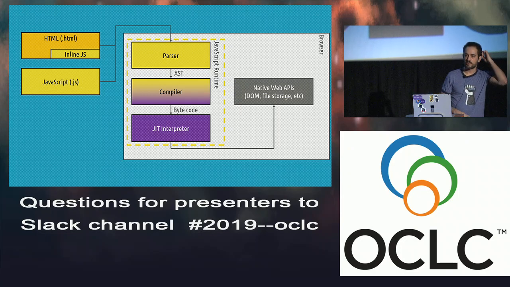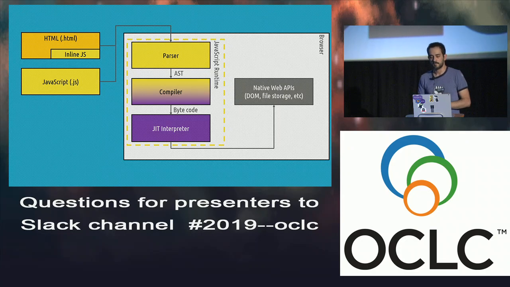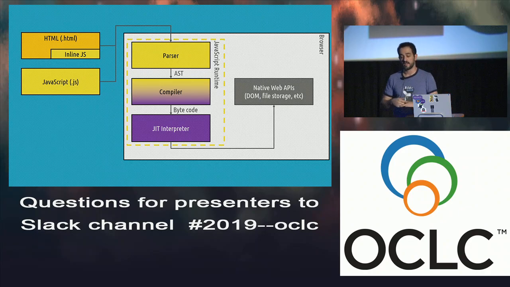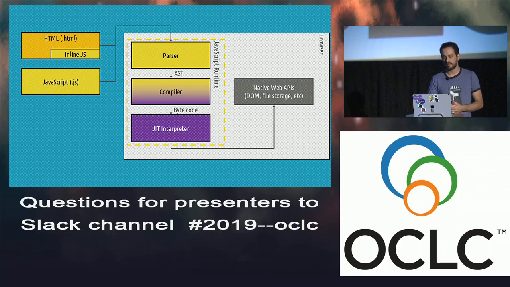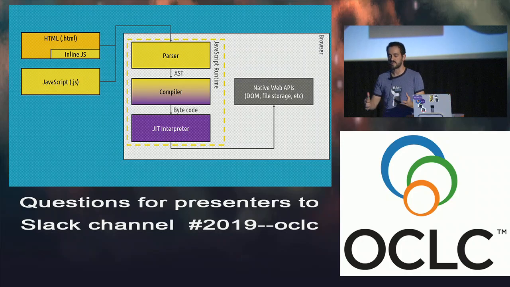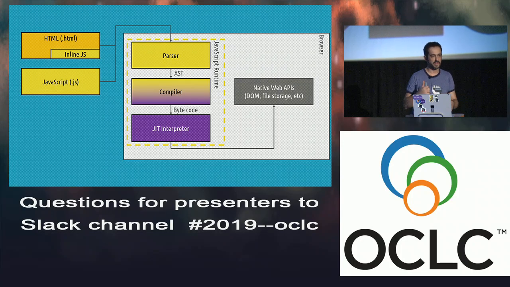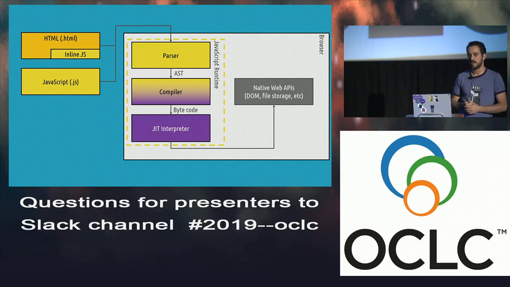So if we look at a browser and how it processes things today, the parser takes in JavaScript and HTML. And then it turns that into an abstract syntax tree. It then compiles it and turns it into bytecode. And then that bytecode is just-in-time compiled, or just-in-time interpreted. And that interfaces with the APIs in the DOM.